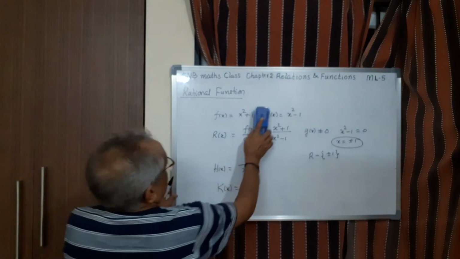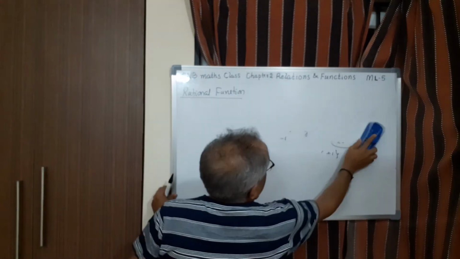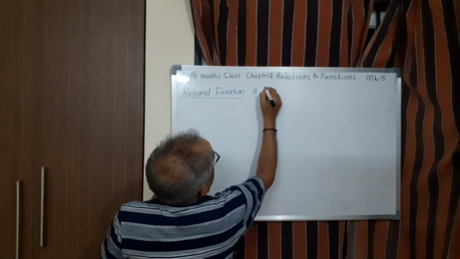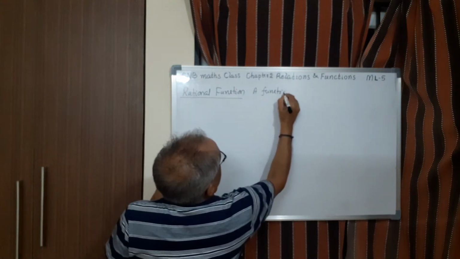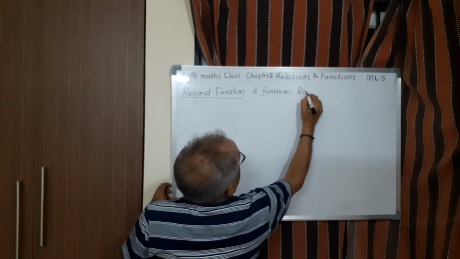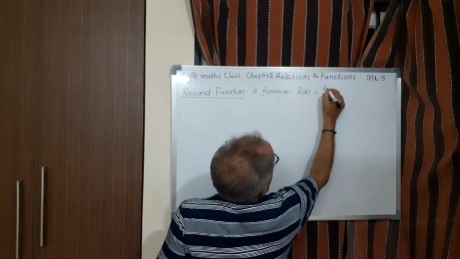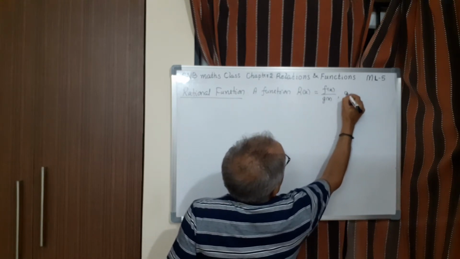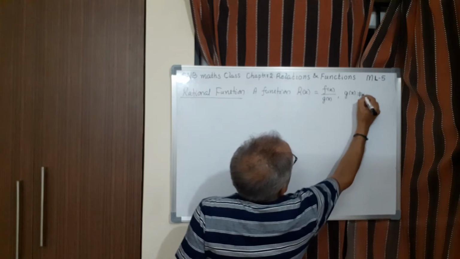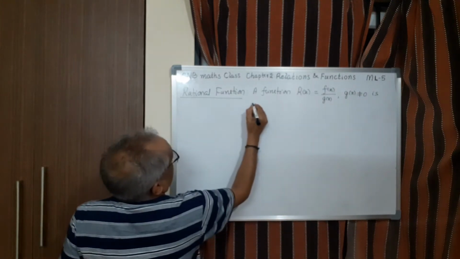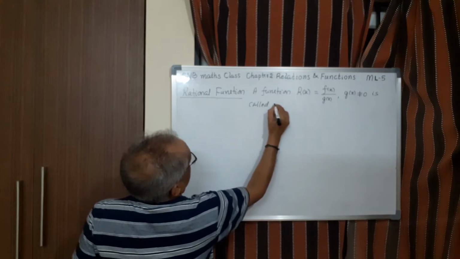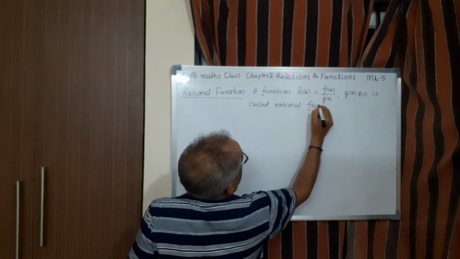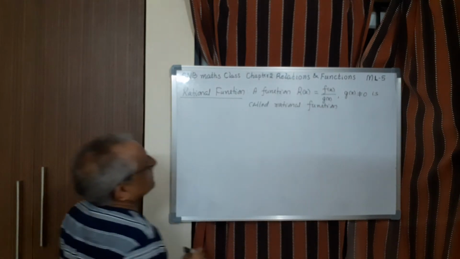So we can define the function like this. A function r of x equal to f of x divided by g of x, then the condition is g of x not equal to 0, is called a rational function. Example I have given, so that is sufficient.